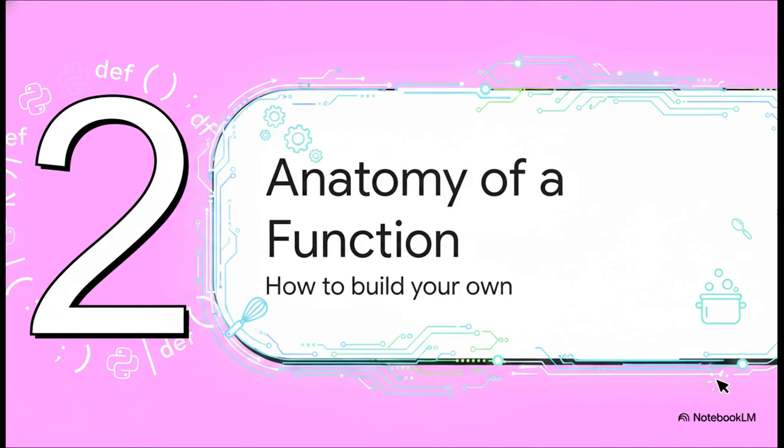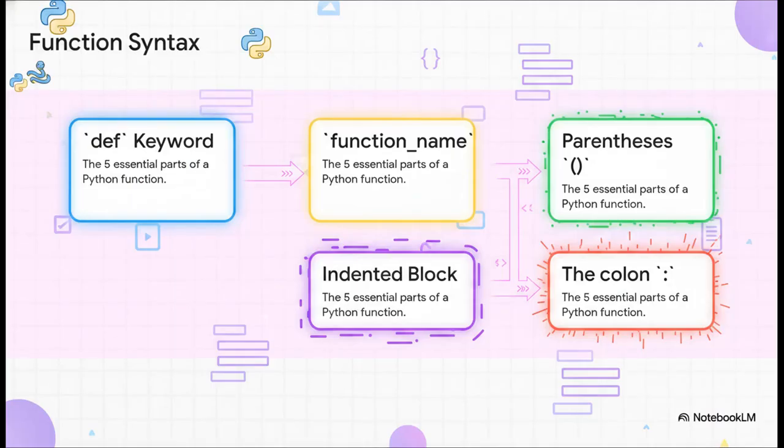Okay, that sounds pretty great in theory, but how do we actually write our own recipe in Python? Let's break down the anatomy of a function. There are really just 5 key parts to this. First, you start with the keyword def. That's you telling Python, hey, I'm about to define a function. Then you give it a unique function_name. After that comes a pair of parentheses. We'll talk more about those in a minute.